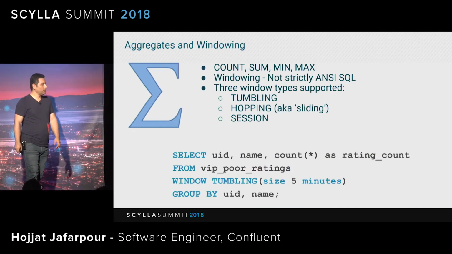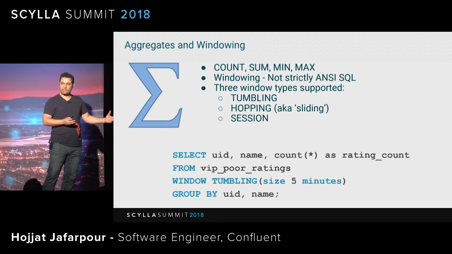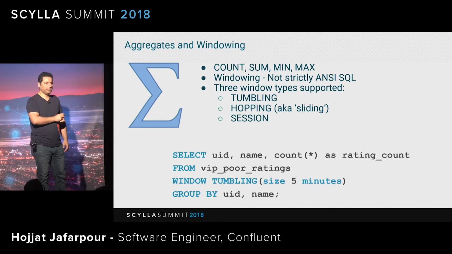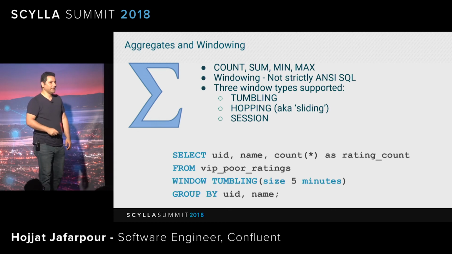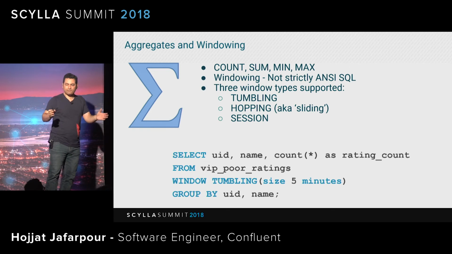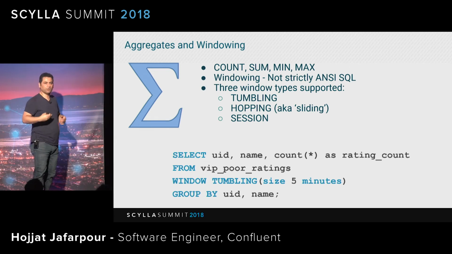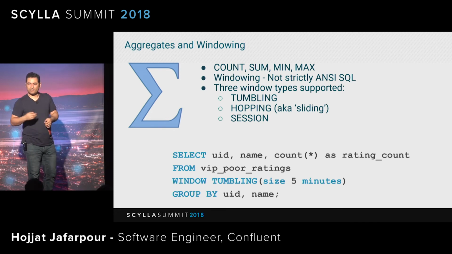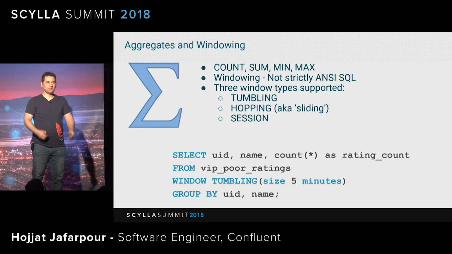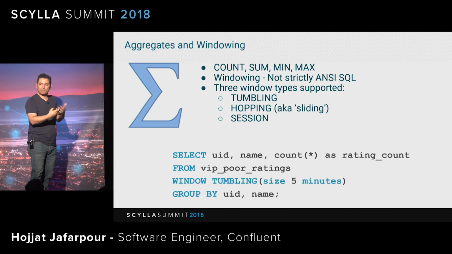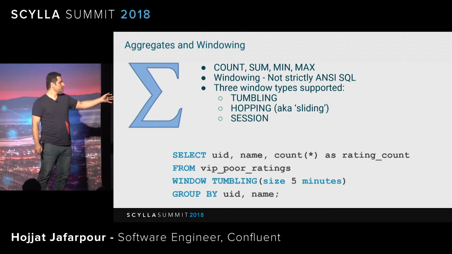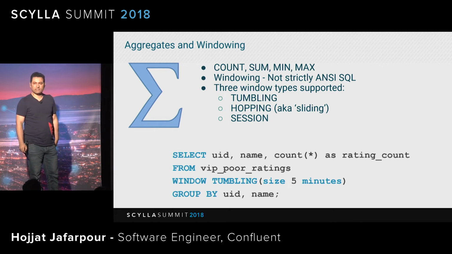What do I want to do? I want to do an aggregation on top of it. So if one of my VIP users rated negatively more than 2 times, let's say, in every 5 minutes, that means that they are having a bad experience and I need to notify my customer support to somehow get back to them, offer them a coupon, or try to resolve any problem that they have. So I can easily write an aggregation on top of the VIP poor ratings stream.